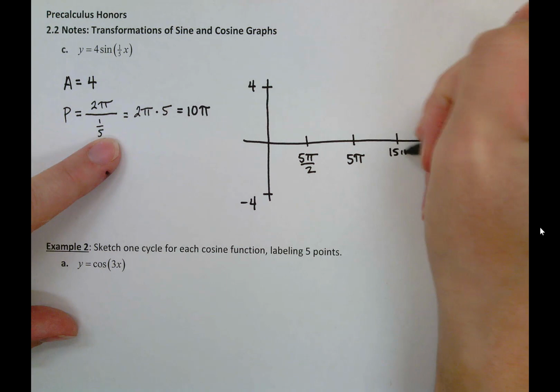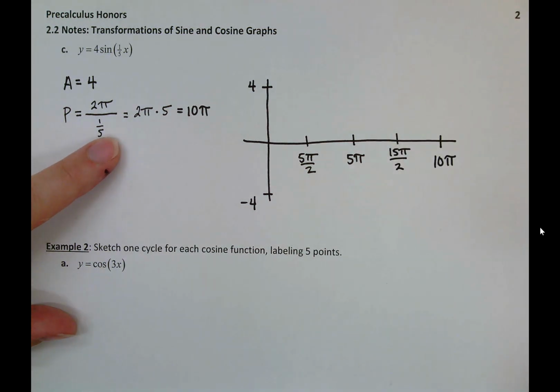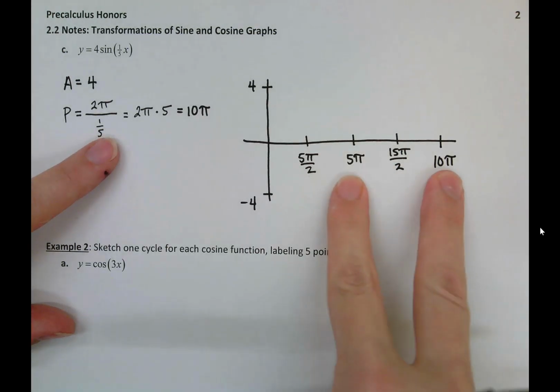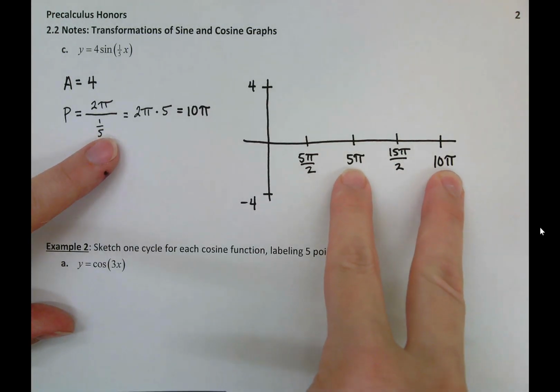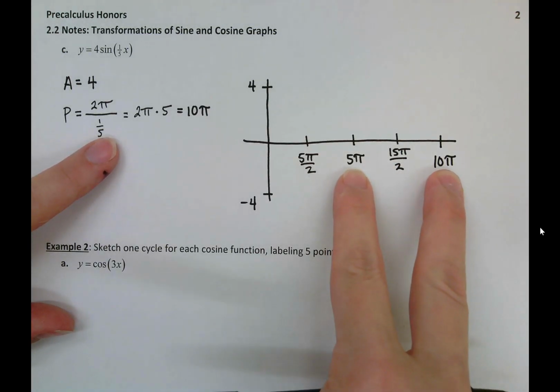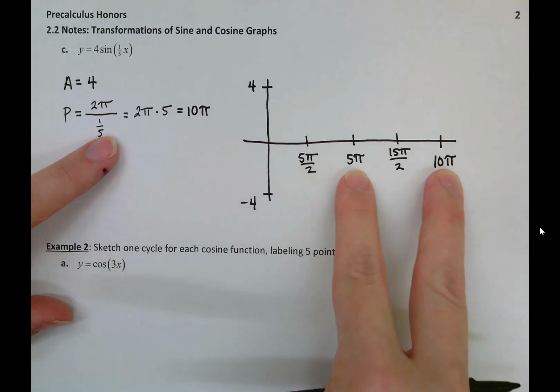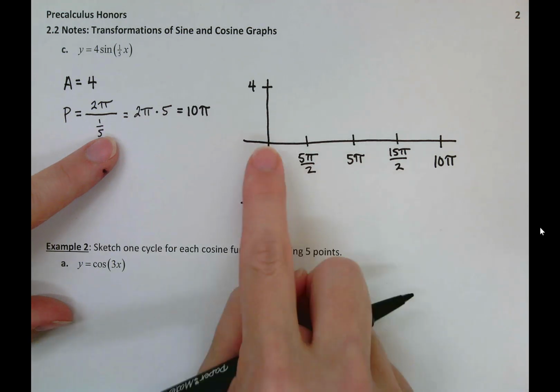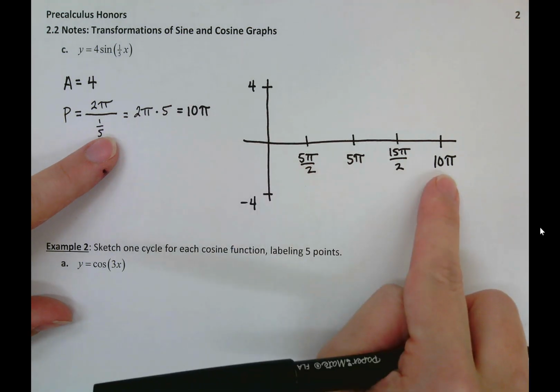So I'm just showing you different ways to make sure that you get these tick marks correct when we're adding fractions. So another way you could do it is take these two, 5 pi and 10 pi, add them together and divide by 2, because you're just finding the average. So 5 pi plus 10 pi is 15 pi divided by 2. So now you have your evenly spaced 5 points.